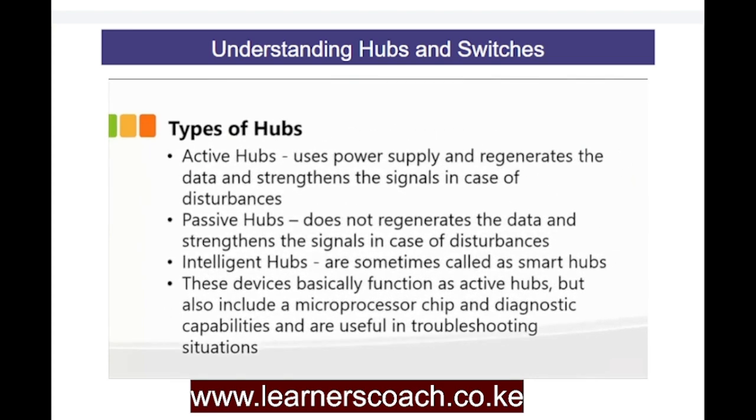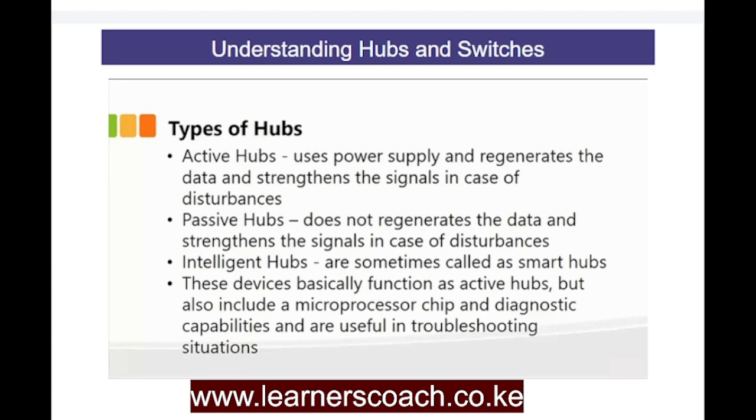There are a couple of different types of hubs. One is the active hub. It uses a simple power supply. You plug it in and it regenerates the data and strengthens the signal in case of disturbances. So that's called the active hub. If you were to purchase a hub, for example, it would most likely be an active hub. There are passive hubs as well that do not regenerate the data or strengthen the signal in case of disturbances. And these are typically used for media devices, right?